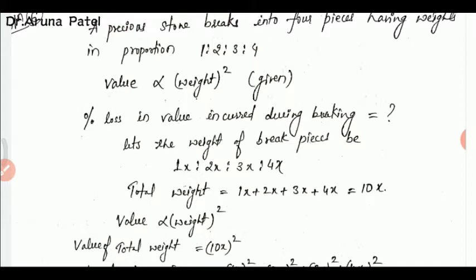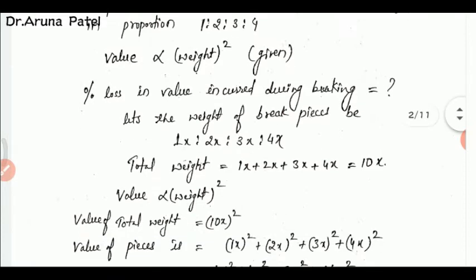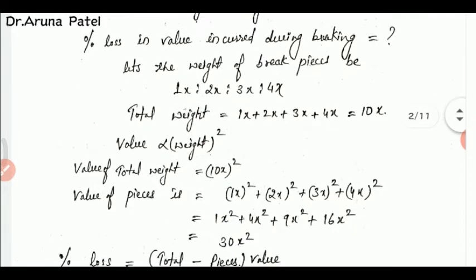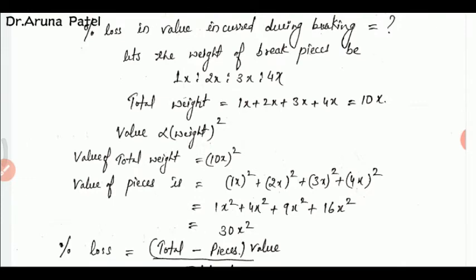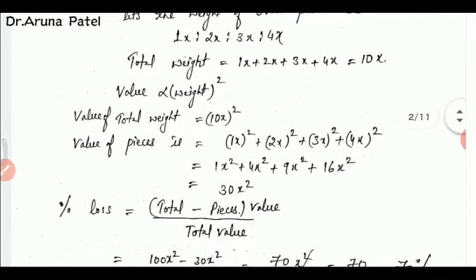So total weight is equal to the summation of all the proportions, so it is equal to 1x plus 2x plus 3x plus 4x, which is equal to 10x. So value is proportional to weight squared. Value of total weight is (10x) squared. After adding we get this, and value of pieces is (1x) squared plus (2x) squared plus (3x) squared plus (4x) squared. Value is proportional to weight squared, so we have to take the squares here. On doing this we get 30x squared.